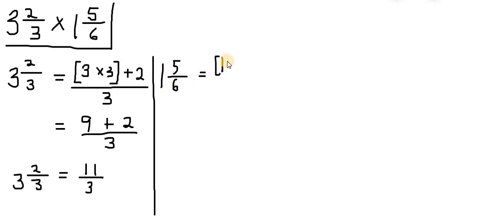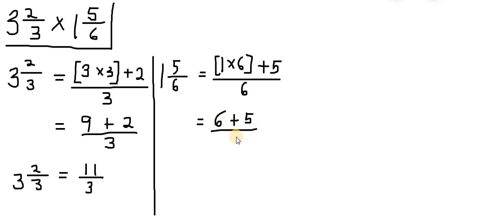That's 1 times 6 plus the top number of the proper fraction, which is 5, divided by the bottom number, which remains the same. Okay, bracket first: 1 times 6, that's 6, plus 5 over 6. So that results in 6 plus 5, 11 over 6. So 1 5 over 6 as an improper fraction is 11 over 6.